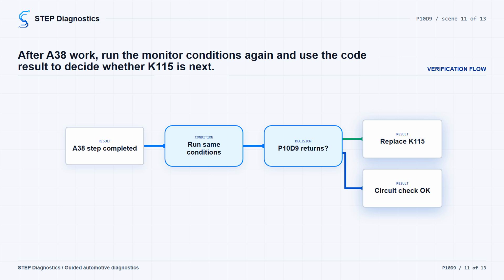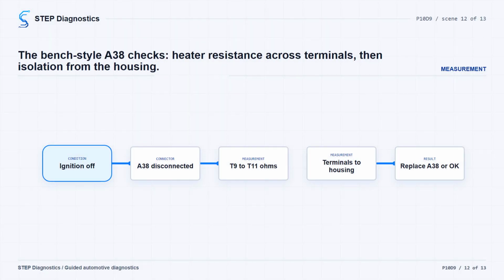The static component test is separate. With the ignition and vehicle off, disconnect the A38 reductant pump and sensor assembly connector. Measure resistance between control terminal 9 and control terminal 11. The expected value is 1 to 6 ohms. If it is not between 1 and 6 ohms, replace the A38 reductant pump and sensor assembly. Then test for infinite resistance between each terminal of the component and the component housing. If resistance is less than infinite, replace the A38 reductant pump and sensor assembly. If resistance is infinite, the component static test is all okay.